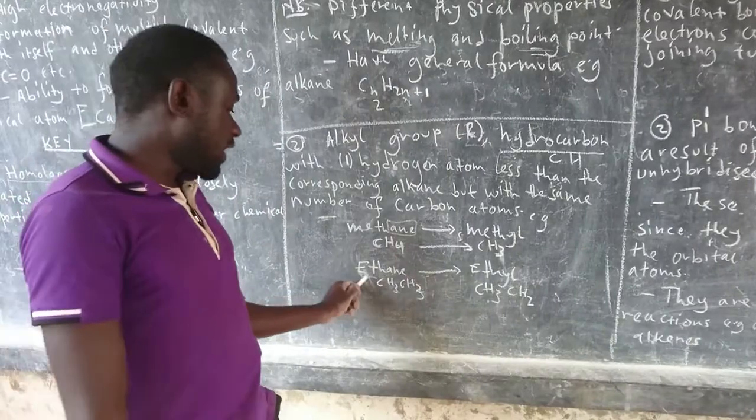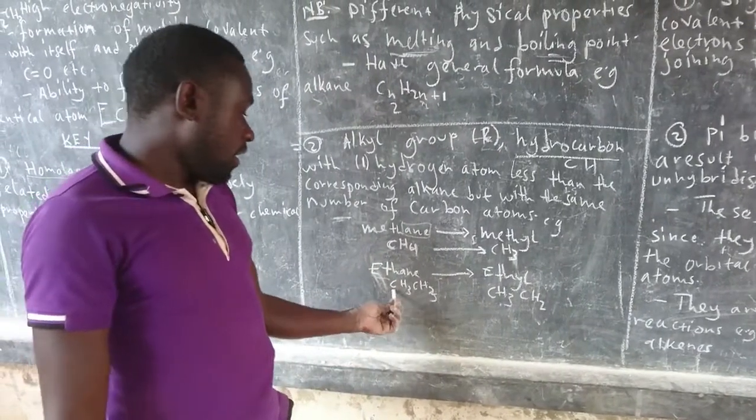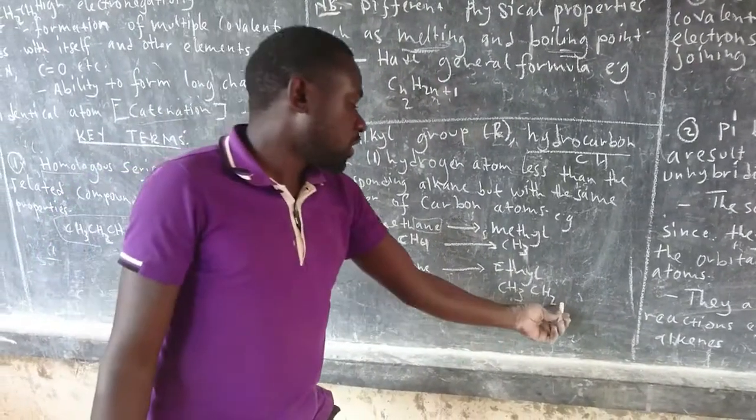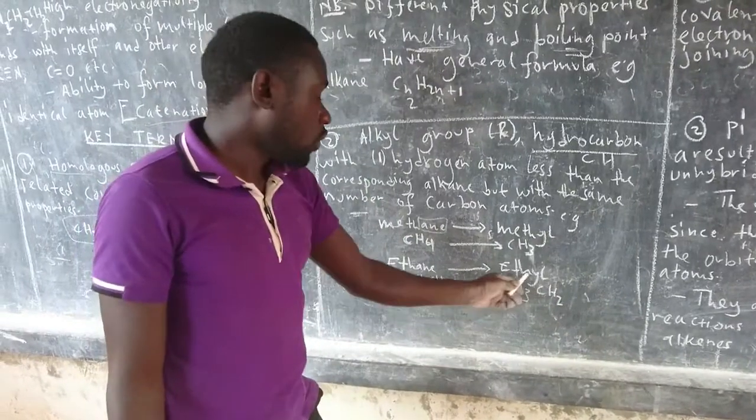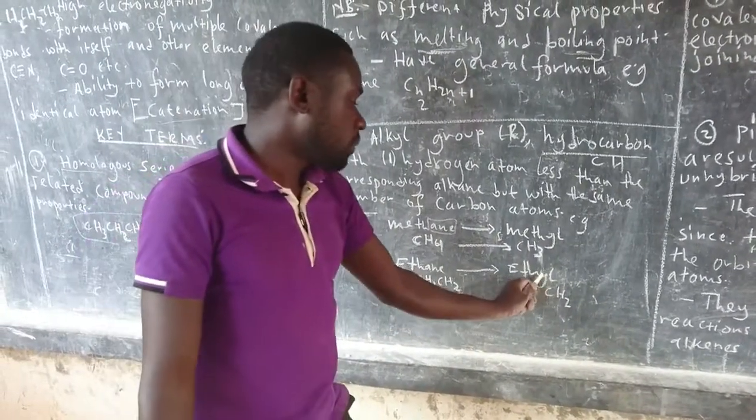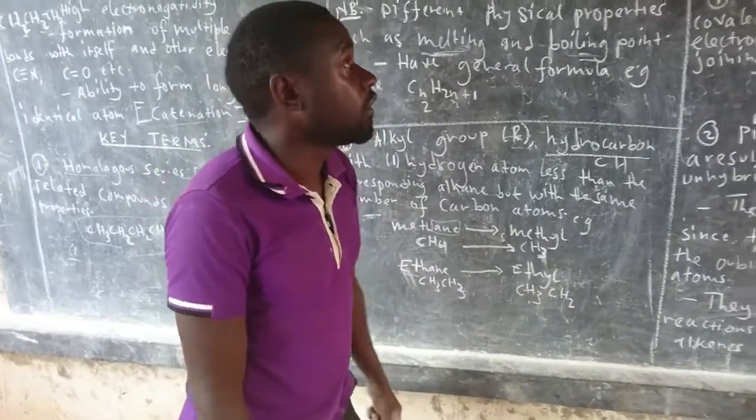Now, if we look at ethane, the number of carbon atoms remains the same, but we shall subtract 1. So we shall drop the "AN" and put there "YL".